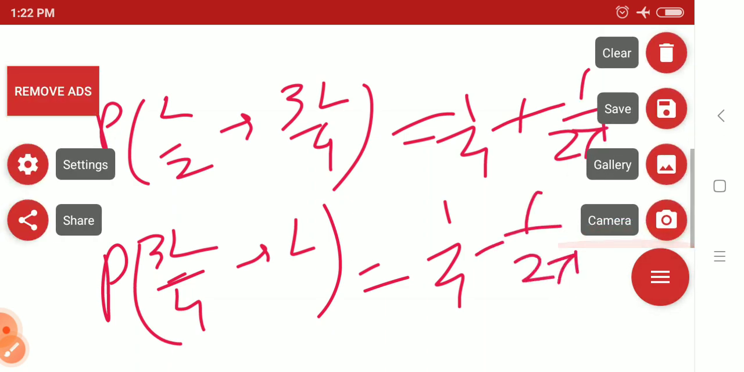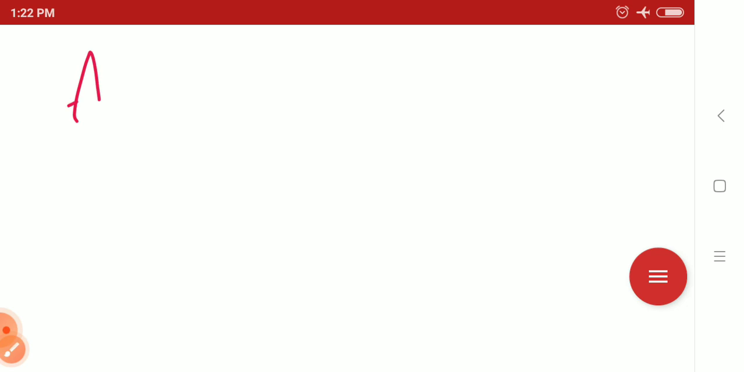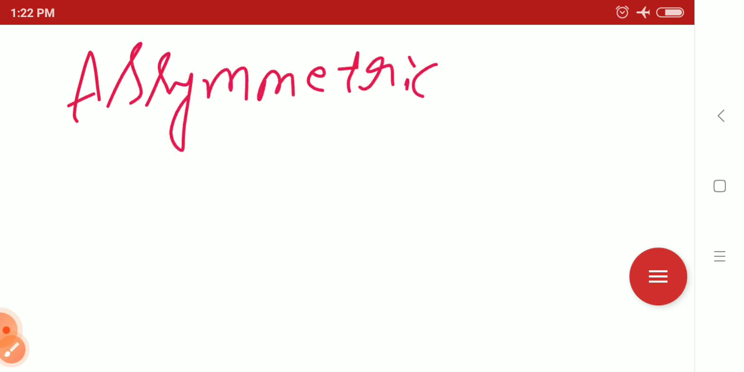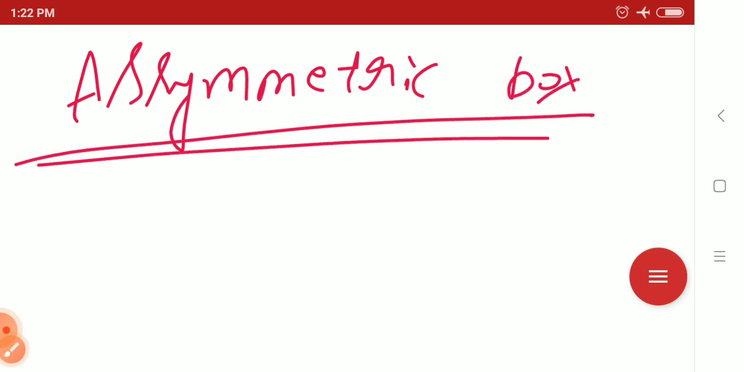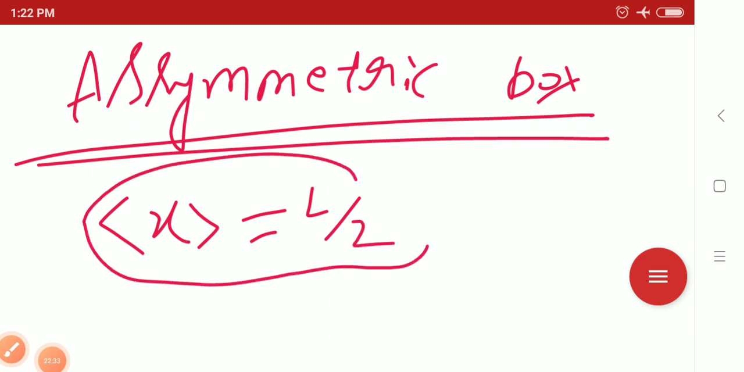Now some important formulas that are very much required for you to remember. Today I am going to discuss them for the asymmetric box; in the next video I will discuss the symmetric box also. For the asymmetric box, the expectation of position will be L by 2. X average equals L by 2.